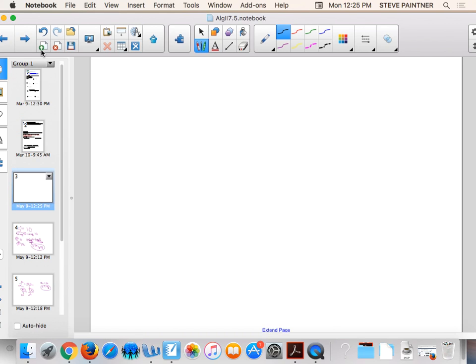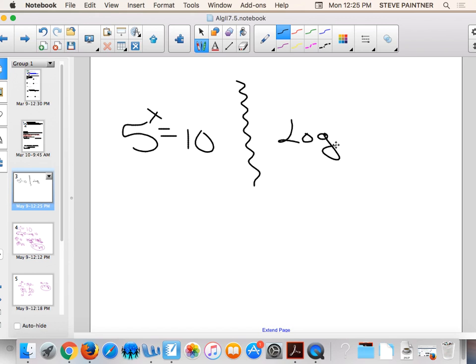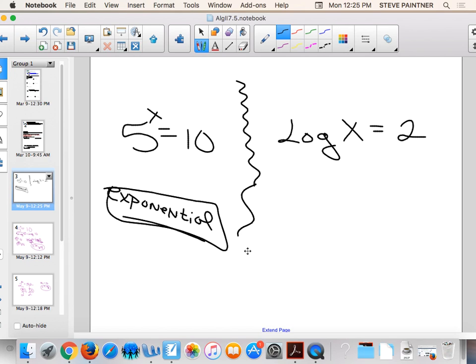Okay, day 1, day 2. Here's day 1. Day 1 would be this. And day 2, which is what we're doing right now, would be something like that, right there. Okay, so what's day 1? Exponential equations, right? So exponential was Friday. Okay, now here comes day 2.